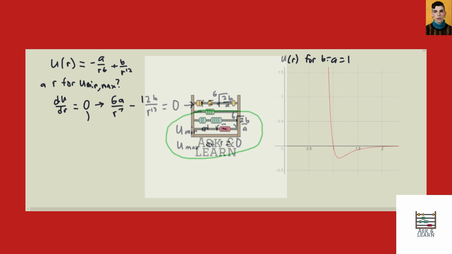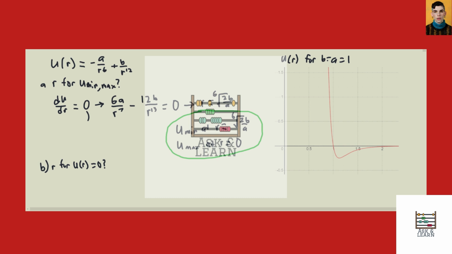And then part B asks us where does U of R equal 0? Just looking at the graph, we can see that that occurs at R equal to 1 for this A and B. So let's solve that.